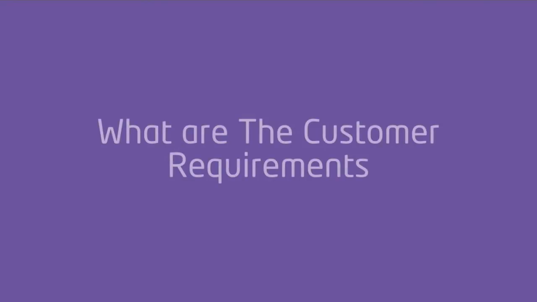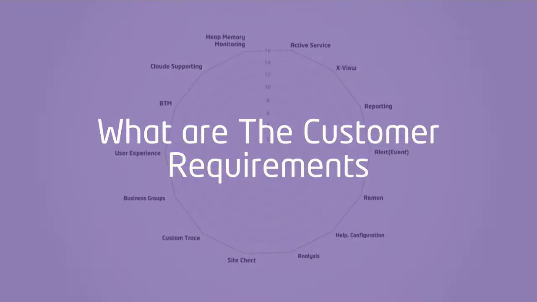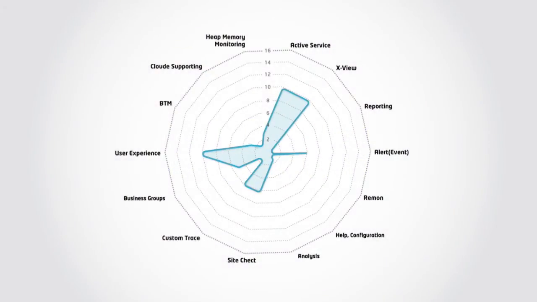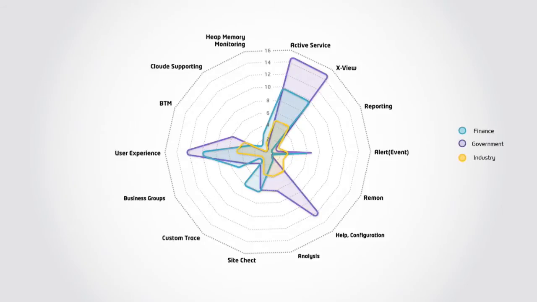So, as a service provider, what are the customer requirements? We are talking now from the point of view of the APM vendors. We made a survey, looking at what kind of requirements or functions we needed to satisfy clients. In this graph, we show different kinds of performance metrics that are essential to the APM market. We made this survey for three different sectors: finance, government, and industry.